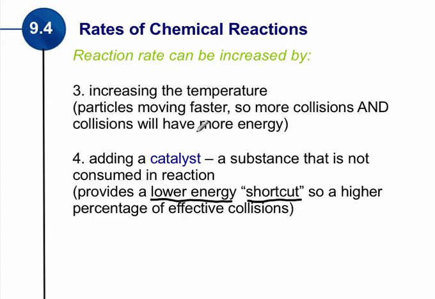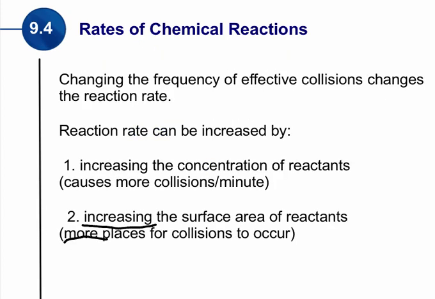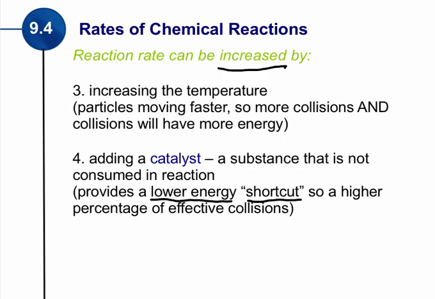Now, when we are increasing the reaction rate by using these 4 methods, we can also decrease the reaction rate by going backwards. Remove a catalyst, decrease the temperature, decrease the surface area, decrease the concentration. So when we're talking about rates of chemical reaction, we must remember that it's not only going forward, it's also going backwards, increasing or decreasing.